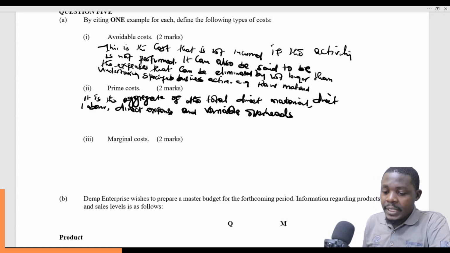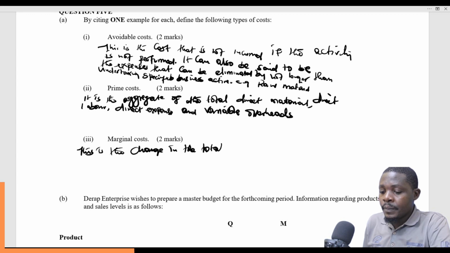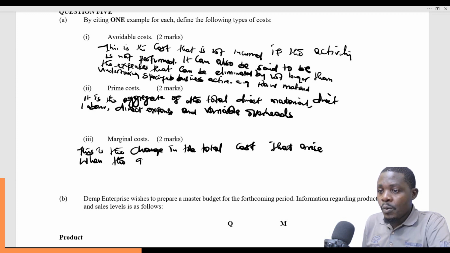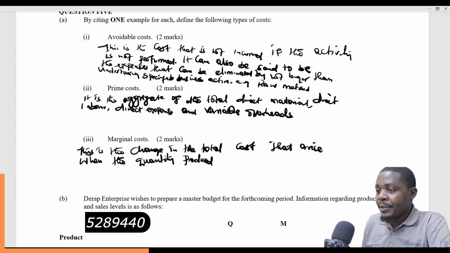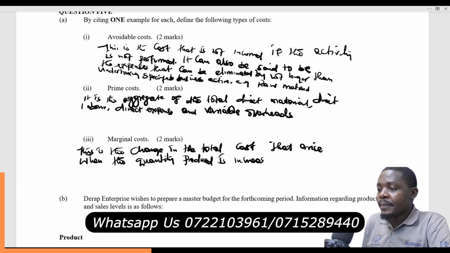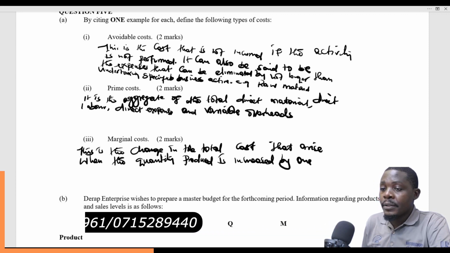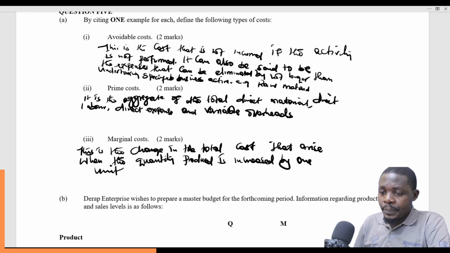And then we have the marginal cost, which is the change in the total cost that arises when the quantity produced is increased by 1 unit. Full stop.